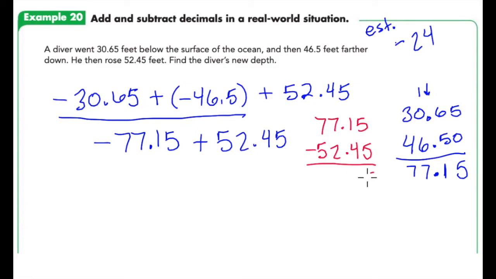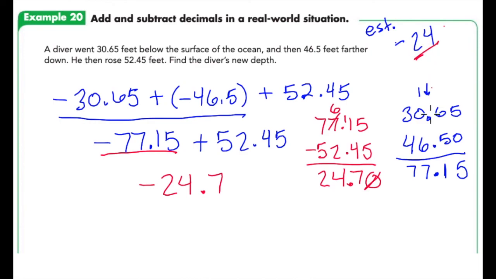5 minus 5 is 0. We can't take 4 from 1, so we have to borrow from the 7. That becomes a 6. This becomes 11. 11 minus 4 is 7. 6 minus 2 is 4. 7 minus 5 is 2. And again, the negative had the greater absolute value, so our answer here is a negative 24 and 70 hundredths. But because that zero is at the end there, we really don't need that zero, so I'm just going to put it as 7/10. And to answer this, we could say that the diver's new depth is 24 and 7/10 feet below sea level. And you'll also notice that that's pretty close to our original estimate of negative 24.